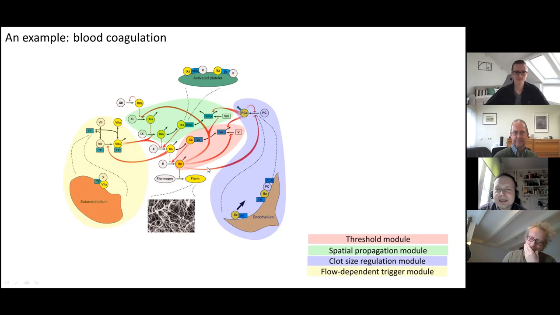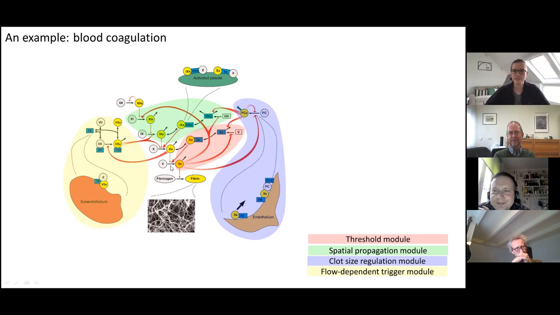The same principle we have in real engineering. It is good to have, for example, in a car, the engine and the brake system clearly separated from each other. So we do have a lot of overlapping, but we have indeed parts of the system that do not affect the functioning of others. So for example, the thrombomodulin protein C system, which is a brake of blood coagulation, has absolutely no effect on the triggering or spatial propagation. And likewise, the positive feedback of factor 7 activation by factor 10 has absolutely no effect on coagulation in the absence of flow.